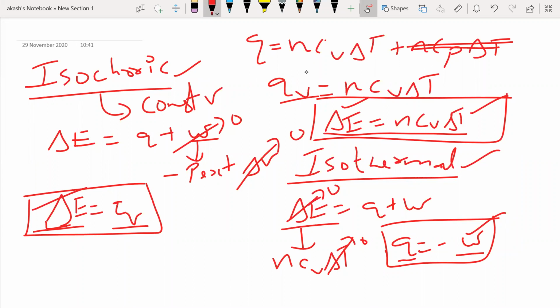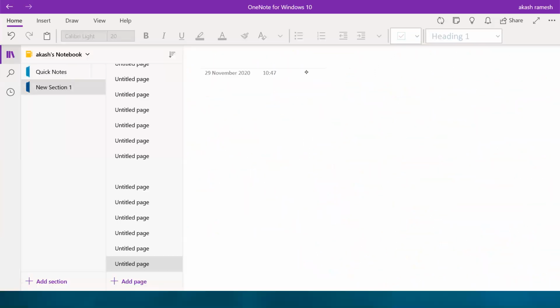Now if it's an irreversible process, no issues, W can be easily found out, isn't it? W will be equal to minus P external delta V. This is pretty easy. You just put the change in volume and the external pressure, you'll get the work done, and the negative of that work done will be equal to your Q. That is okay. But if it's a reversible isothermal expansion, let me go for that.